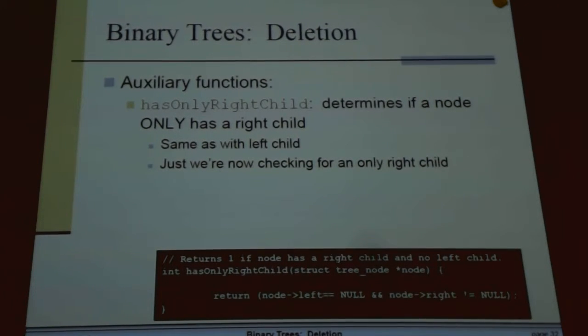Now we have the same thing, but on the opposite side. Is it a right-only child? Here, a right-only child would mean that our left is null, but our right is not null. And so that means that we have a right-only child with our relationship in our binary search tree.